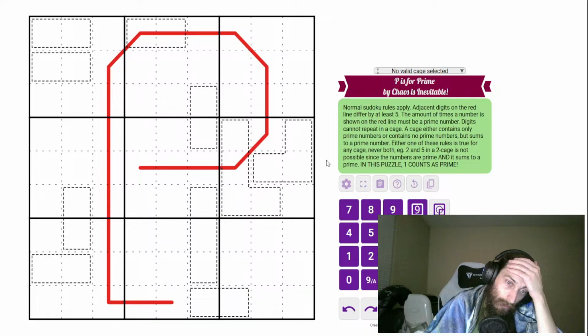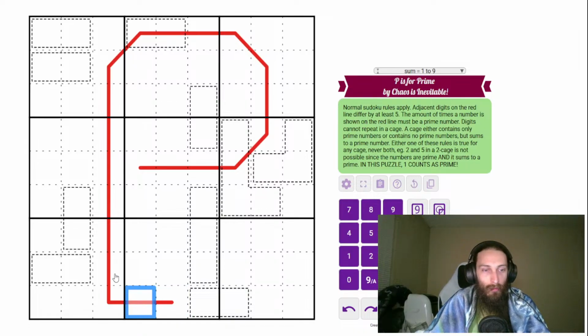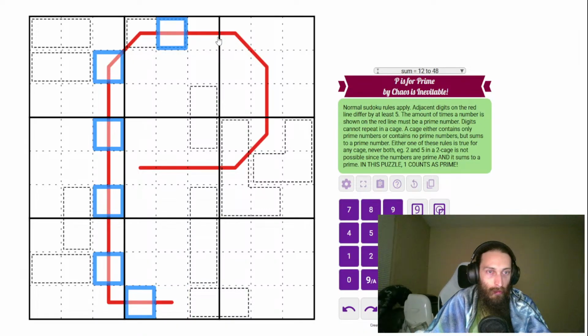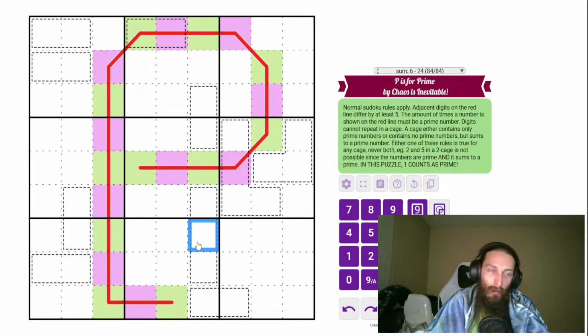1 counts as prime in this puzzle, so you could never have 7 as the sum of a 2-cell cage. Right. Well, they can't sum to 5 either. Or 6. Or 3.